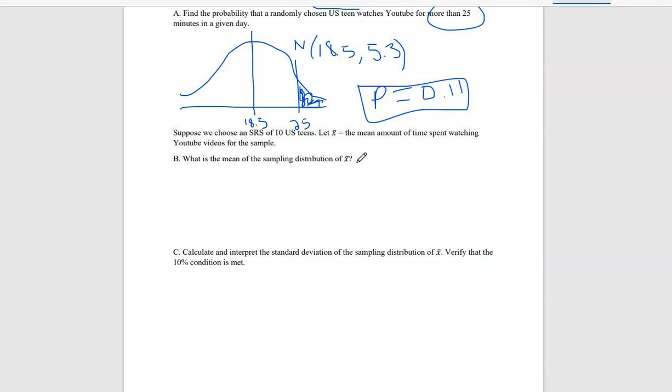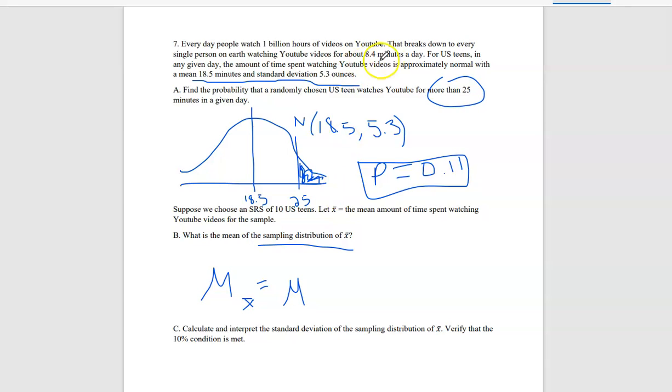Now suppose we have a simple random sample of 10 U.S. teens. So now we actually have a sample, so we would have an x bar, the mean amount of time watching YouTube videos from this sample. What is the mean of the sampling distribution of x bar? The sampling distribution is a whole bunch of different samples, right? So let's go back to our formula sheet and figure out what the mu of x bar is. The mu of x bar is just the mu of the population, which above they told me was 8.4. So the mean of the sampling distribution is just 8.4 minutes.